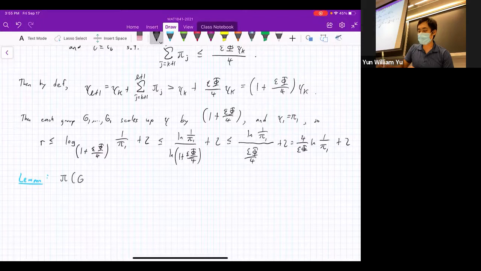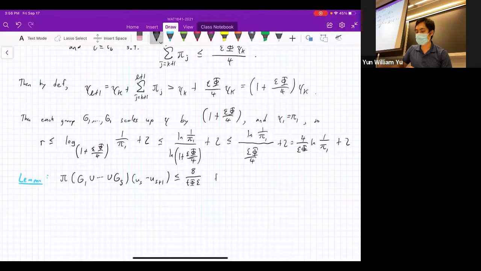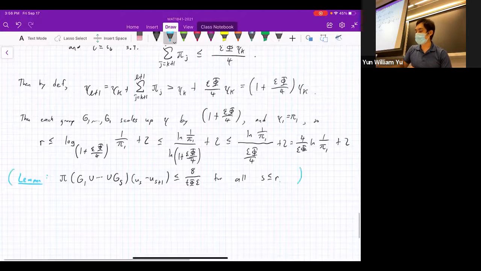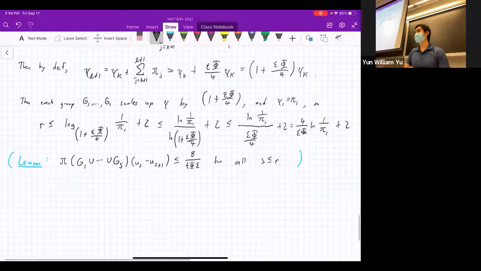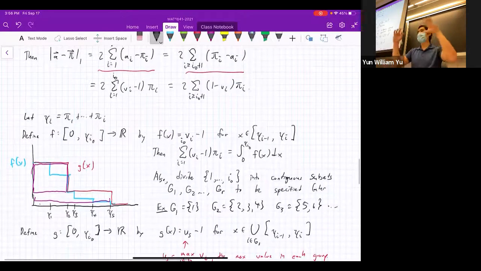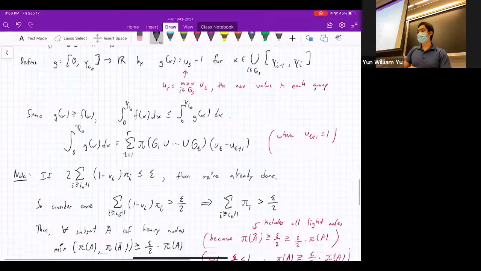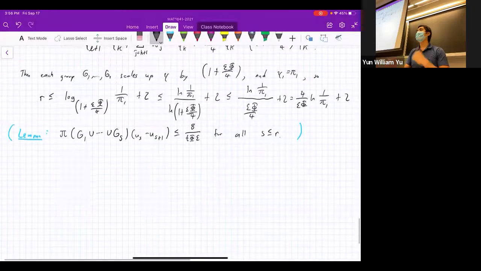So our lemma is just going to be that pi of g1 through gs times us minus us plus 1 is less than or equal to 8 over t phi epsilon for all s less than or equal to r. We're going to prove this next week. Basically, this is saying the mass in each of these rectangles is going to be bounded by 8 over t phi epsilon.